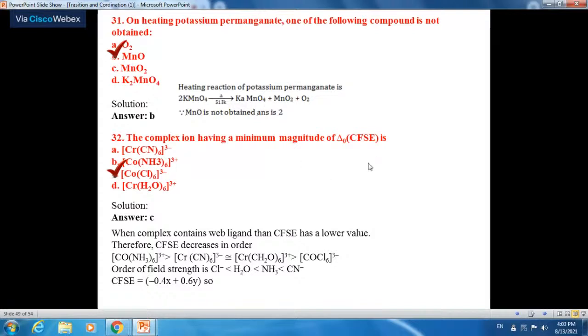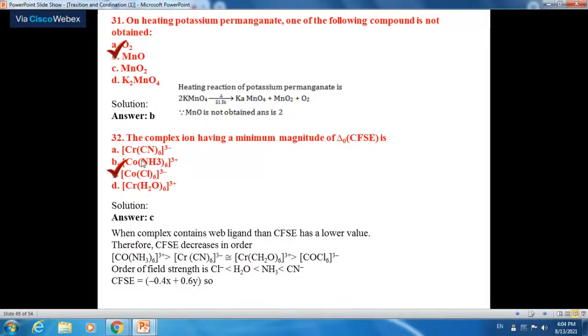The complex ion having the minimum magnitude of CFSE. You can see here CFSE is low. Here CN6 is there, CN minus is a strong ligand, so CFSE is more. So answer A is ruled out. Just come to these three: ammonia, chlorine and water. Chlorine is a weak ligand; this is also exhibiting low CFSE, and the chloride complex also exhibits low CFSE.